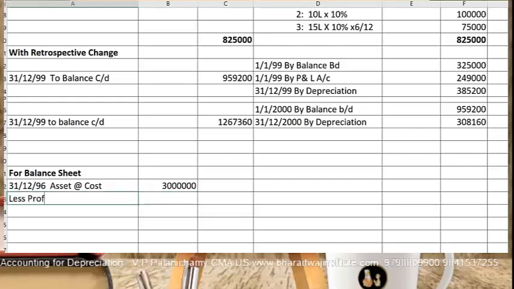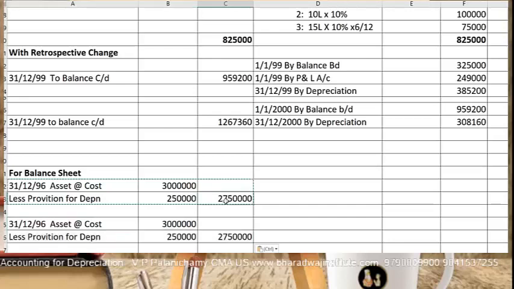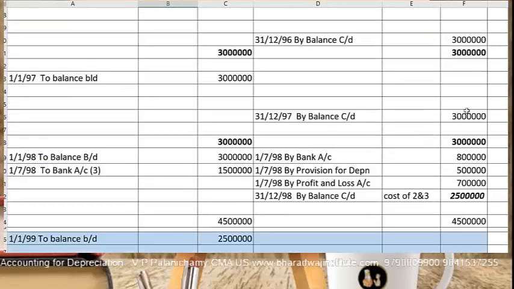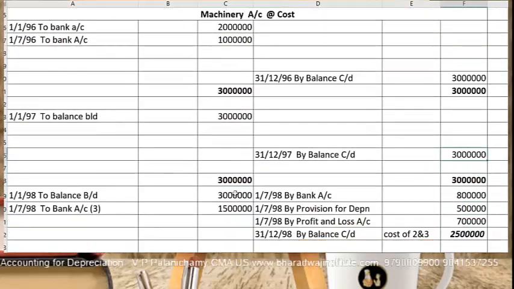Less provision for depreciation 2,50,000. It will appear as 27,50,000. You can even check the thing we have done in the previous method. The closing balance of the asset would have been 27,50,000. Then 31,12,97. 30 lakhs is the cost of the asset. Okay, there is no change in the cost of the asset. Next year also, 30 lakhs is the cost of the asset.